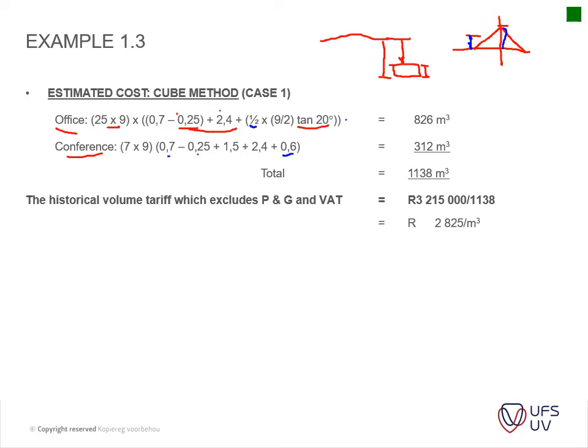and then you've got your 1.5 meters, and then you have your 2.4 of your normal ceiling height of your building, and then you add your 0.6 to that. Okay, so that is how you calculate your volume for the conference center. So, and then your volume for your office building. Okay, so you can see it's a little bit more calculations involved.